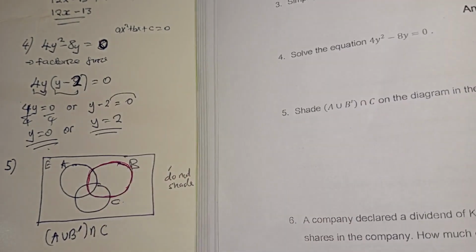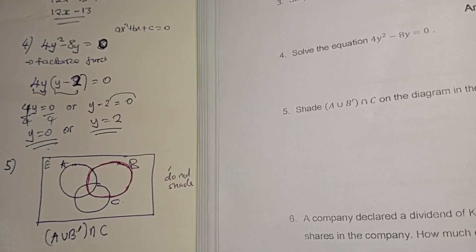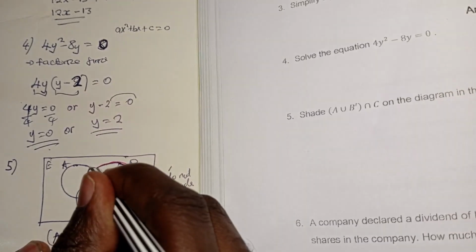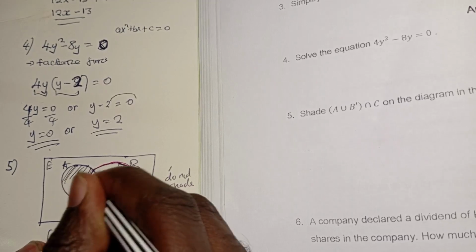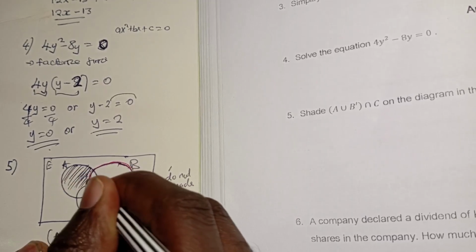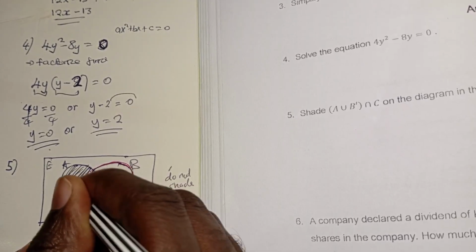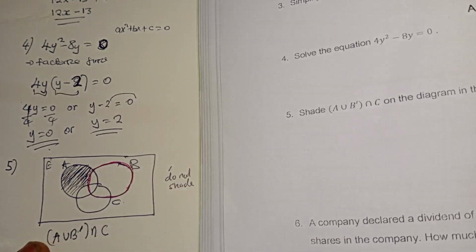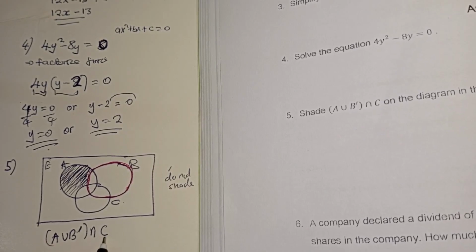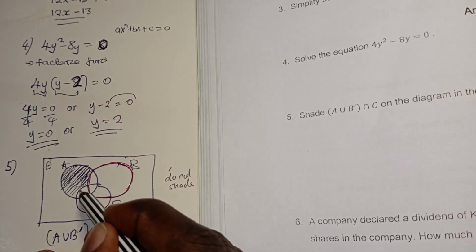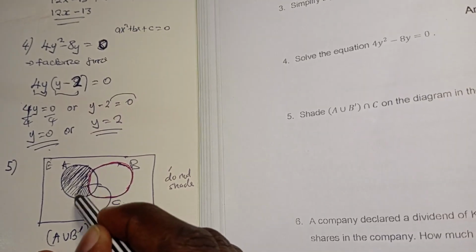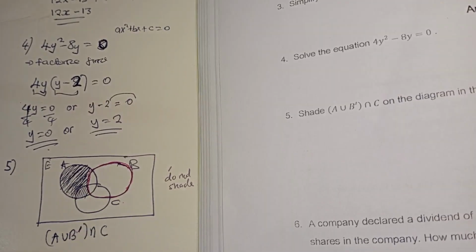Do not shade it. So what we are going to do now, we are going to shade A, but making sure that we are avoiding B. So we haven't shaded B. Then it says intersection C. Where is intersection C? It is here, but again make sure you avoid B. And that is our answer. Very simple and straightforward if you just follow the instructions that we are given.